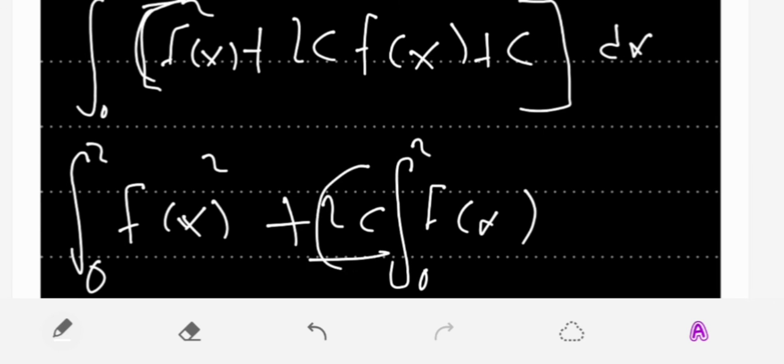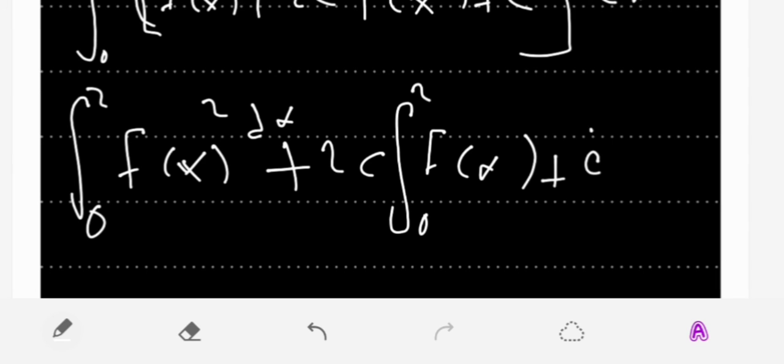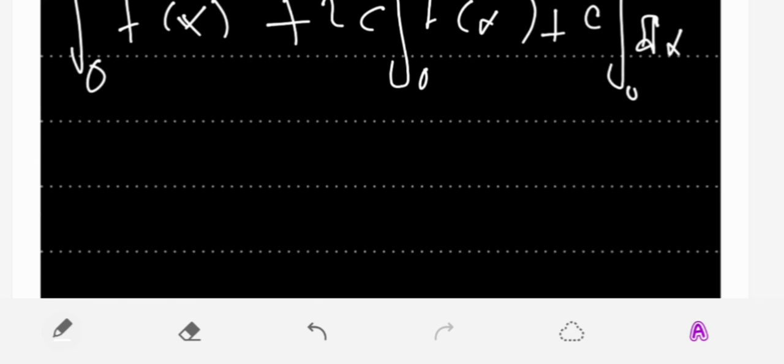We can take this part outside of the integral because they are numbers, they are constant. Even though c might vary, it doesn't vary specifically with x, okay? So plus, dx over here and dx over here, c squared integral from 0 to 2 dx. Okay, so let's integrate.